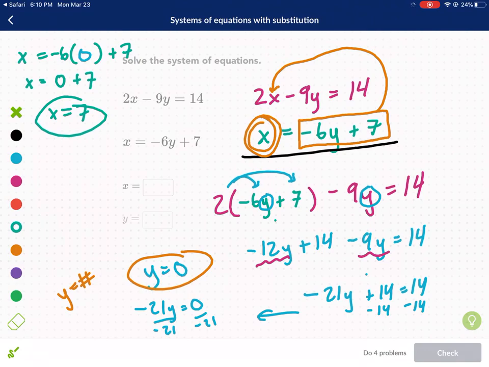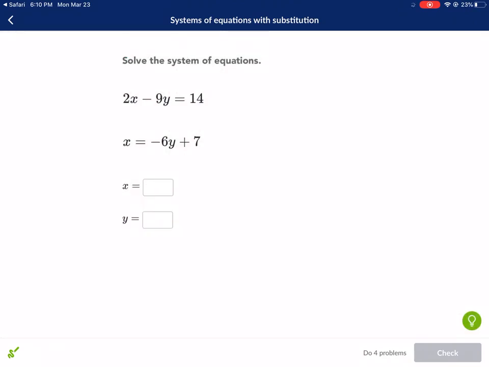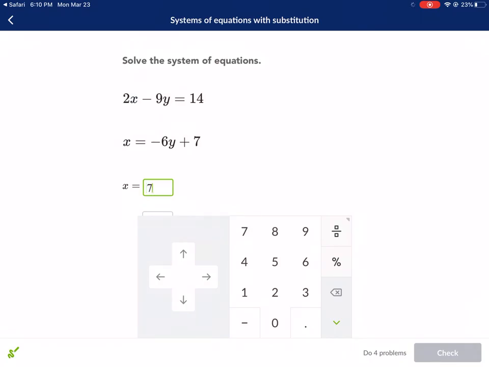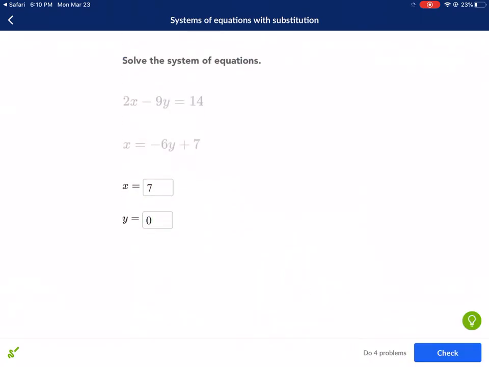The solution is the point 7, 0. So let's go ahead and get out of the scribble mode, and let me just remind myself: 7, 0. We're going to type 7 in here. We're going to type 0 in here. We're going to check our answer.